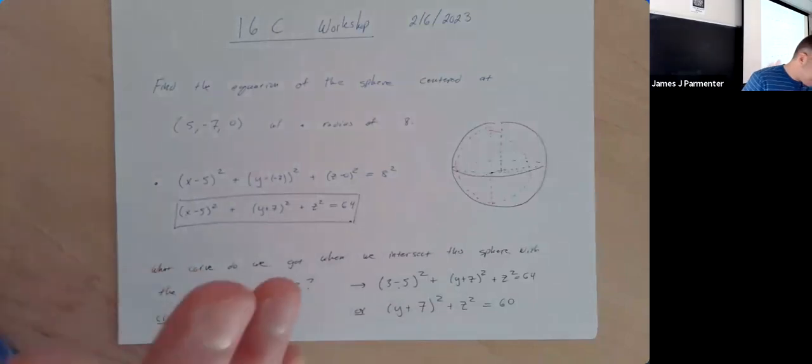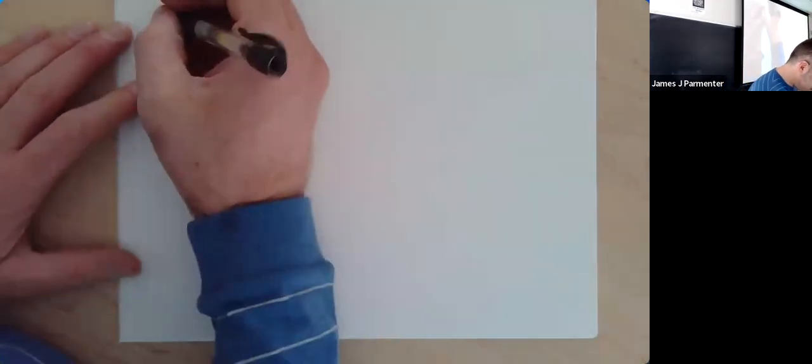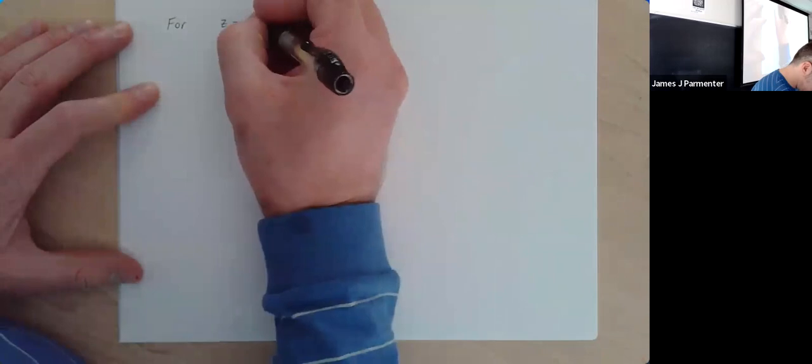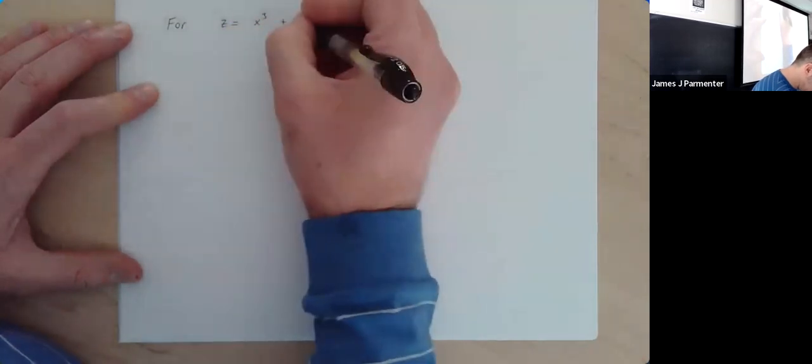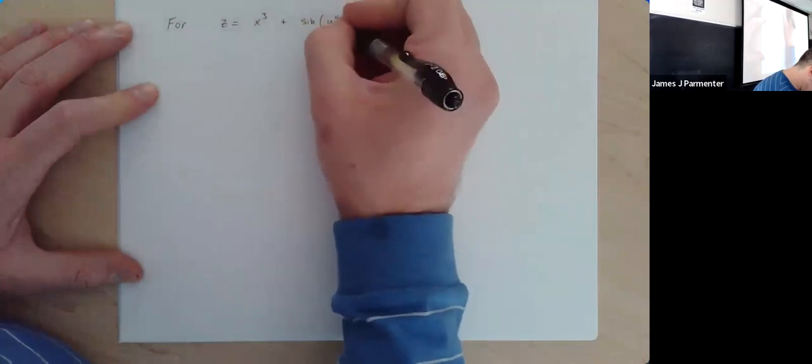Let's do one more that kind of gets at this, because there's another question on your homework that I thought looked. Oh, actually, there's two more things. Let's look at this one first. Let's say we had z equal to x cubed plus sine of y to the fourth times x.